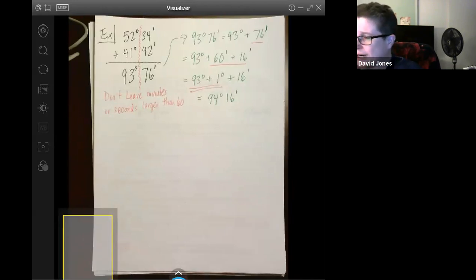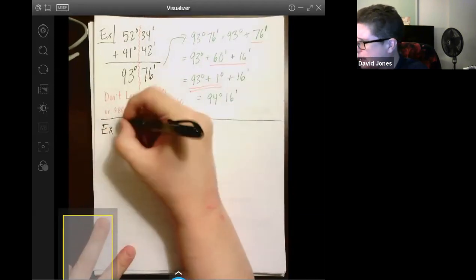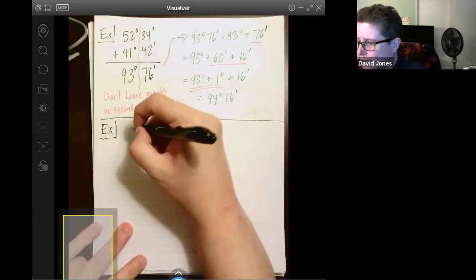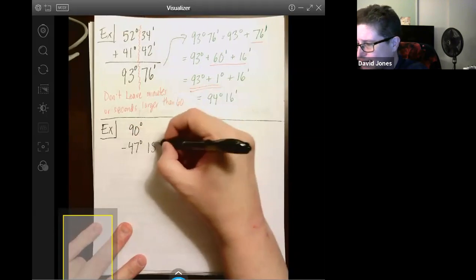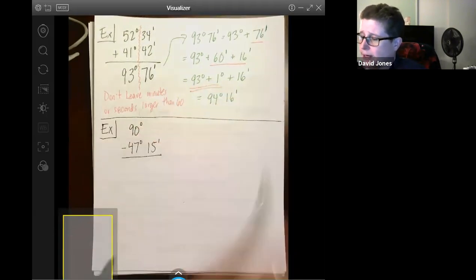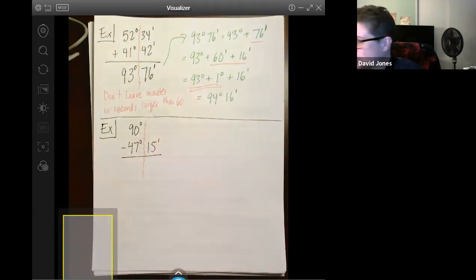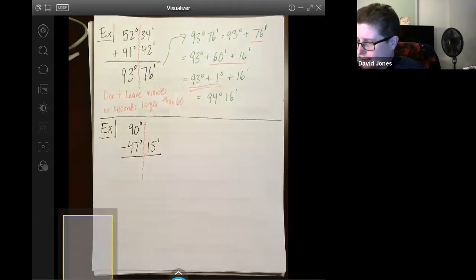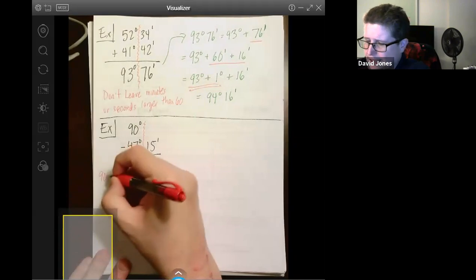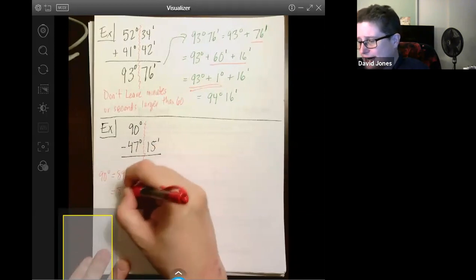The similar works with subtraction. And we're just going to make it difficult right away. We're going to start off with 90 degrees and we're going to subtract 47 degrees, 15 minutes. You want to start on the right, just as I did up above. I've got nothing to subtract from. How can I work with this? Well, 90 degrees equals 89 degrees plus 1 degree.